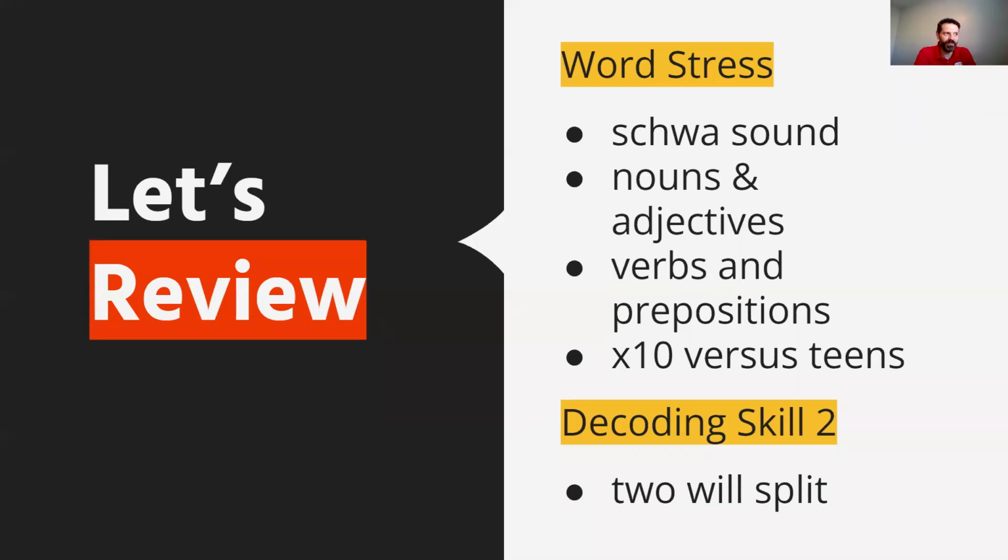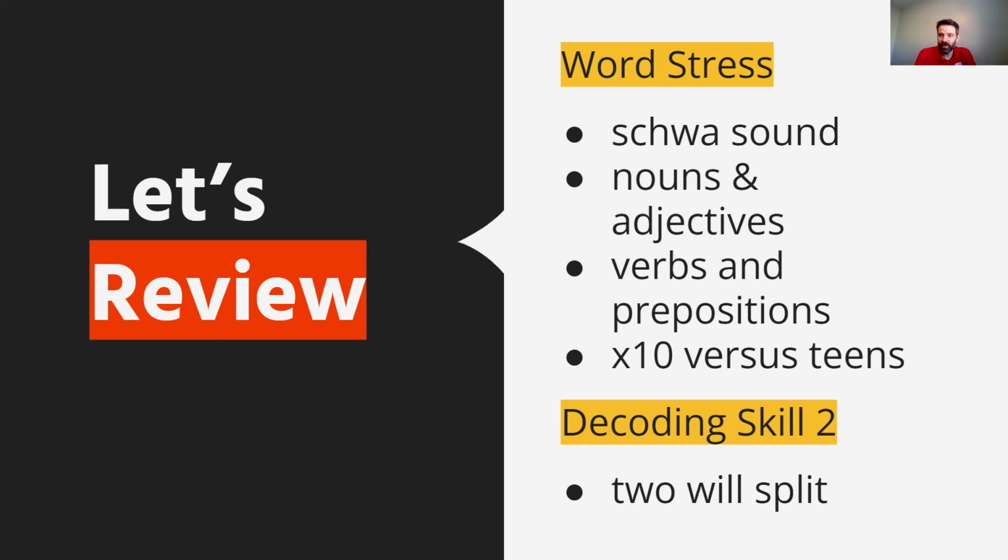So let's review. In this video, we talked about word stress. We talked about the schwa sound. We talked about how nouns and adjectives that are two syllables tend to be stressed on the first syllable, but verbs and prepositions that are two syllables tend to be stressed on the second syllable. We also talked about how multiples of 10 tend to be stressed on the first syllable, but the teen words are stressed on the second syllable. And then we talked about decoding skill number 2, which says that if there are two consonants between the vowels, then we split the consonants in half. The first one goes with the first syllable, the second goes with the second syllable.